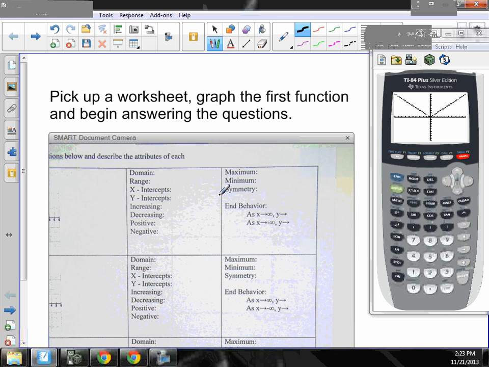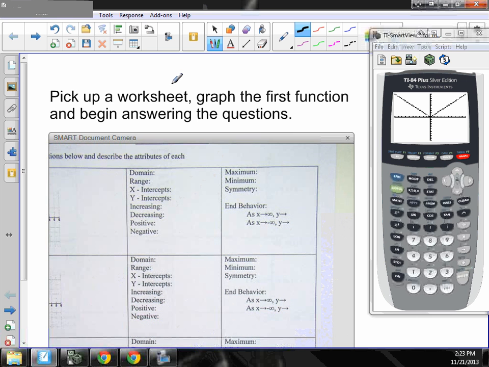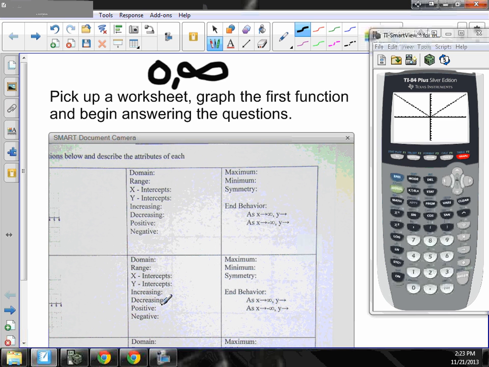Okay. So domain. I think this is number 4. So the domain is all real numbers. The range, so the range goes from 0 to infinity. Does 0 count? Yes. Is 0 actually one of the y values? Yes, so it gets a bracket. Does infinity count? No, never does.